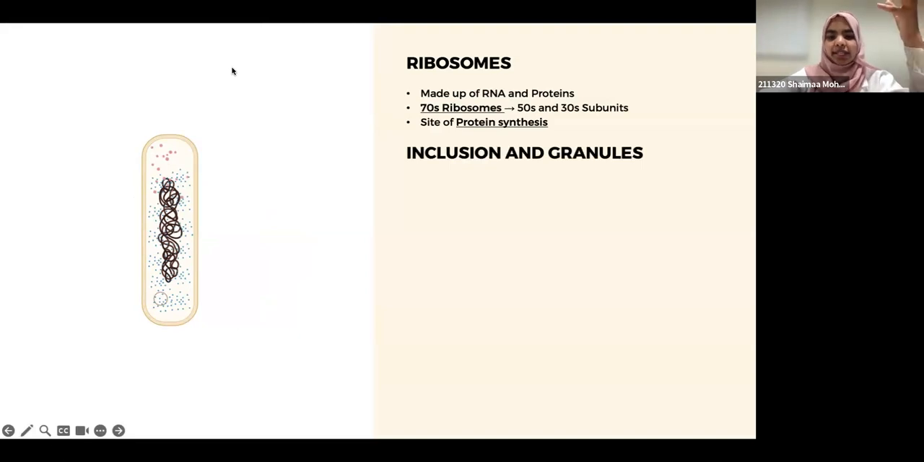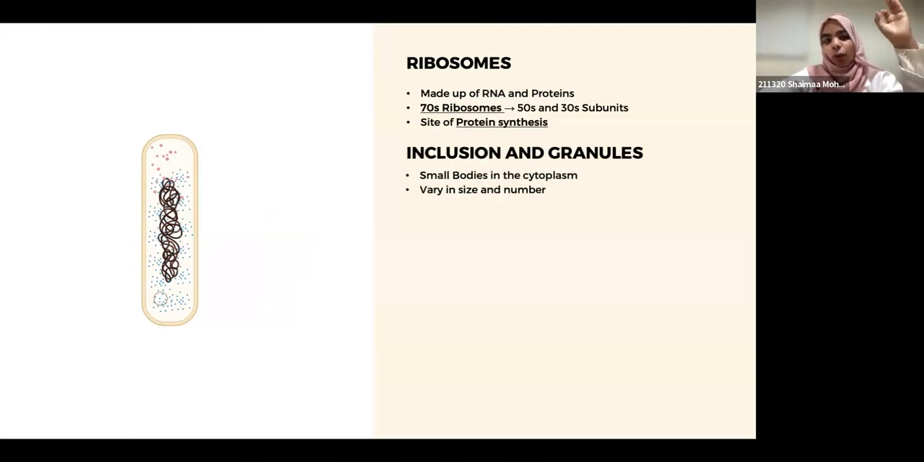These are inclusions and granules, okay? Inclusions and granules are small bodies in the cytoplasm, and they vary in size and number. They're not always present in bacteria. Sometimes they're there, sometimes they're not. What makes them appear in a bacteria?